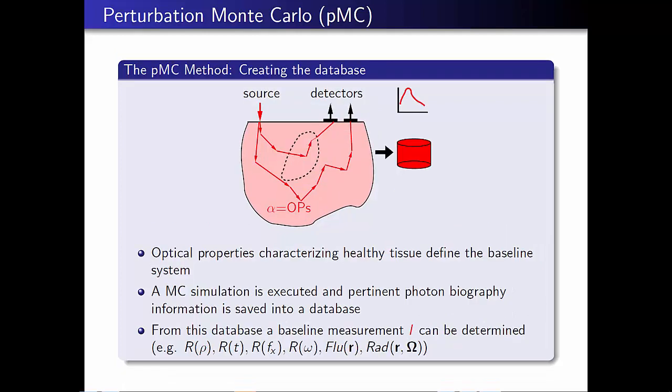The way it does it is that we run a baseline simulation through the homogeneous, or maybe we could call it healthy tissue, and we store pertinent information into a database. This could be done for any kind of detection. I show reflectance versus rho here, but it can be done for fluence, radiance, temporal frequency, spatial frequency. So we save this information to a database.